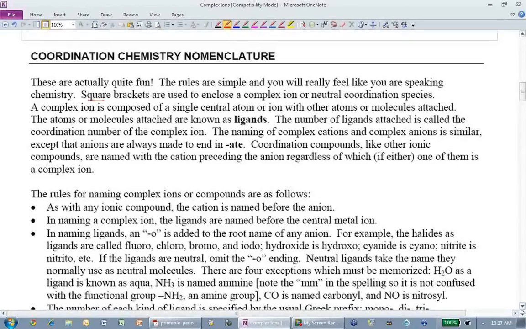So, like I said earlier, square brackets are used to enclose the complex ion or neutral coordination species. A complex ion, as defined earlier, is composed of a single central atom or ion with other atoms or molecules attached. The atoms or molecules that are attached are known as ligands. I know that's a new vocabulary word for you. The number of ligands attached is called the coordination number. It's often twice the oxidation number.